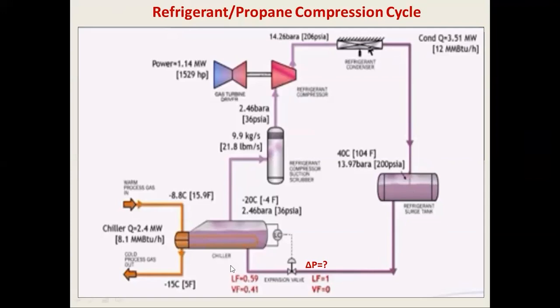And I asked the students to calculate the delta P. This is the vapor fraction, zero before the valve. Here it is 0.41 vapor, so it is 0.59 liquid. This liquid fraction will vaporize inside the kettle reboiler, or what we call the propane chiller. I think it's enough for this slide. Okay.